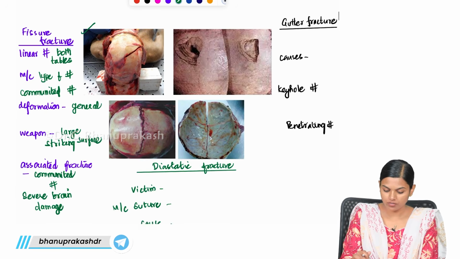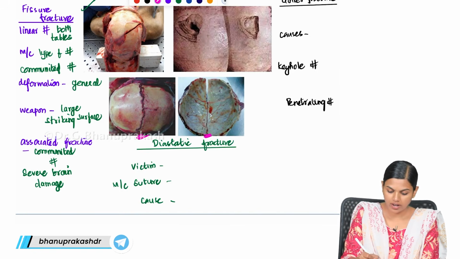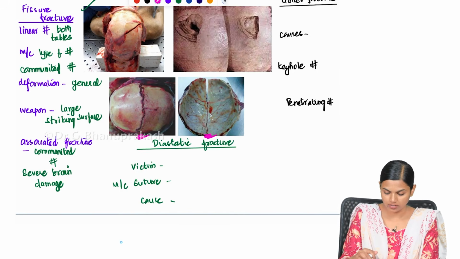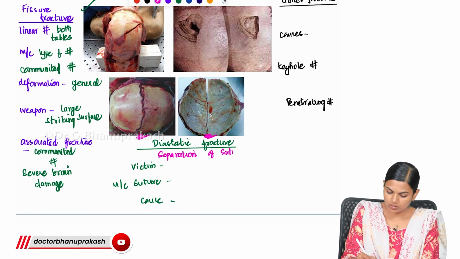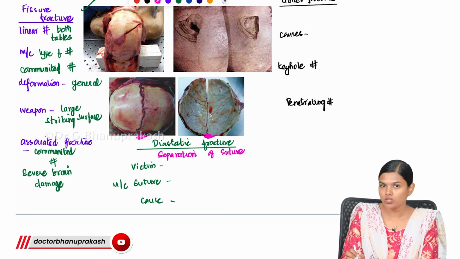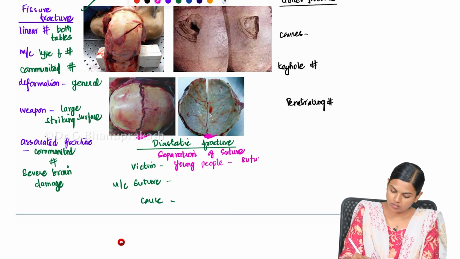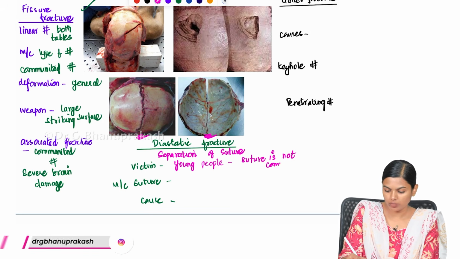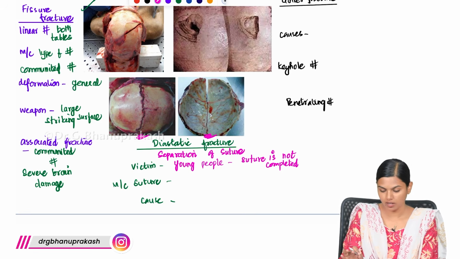Now the next fracture is diastatic fracture. So this is your diastatic fracture. What you can see here is that there will be separation of suture. This is mostly seen in young people where the suture is not completed, that fusion is not completed, when the suture is still open. In those cases, you will be seeing this.